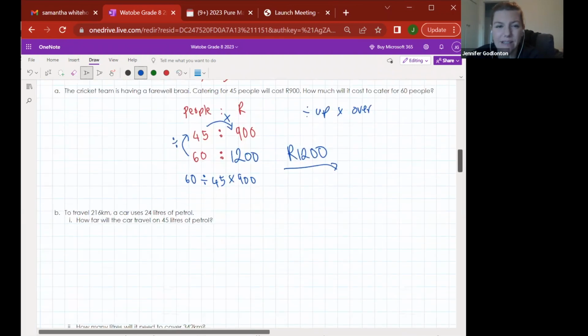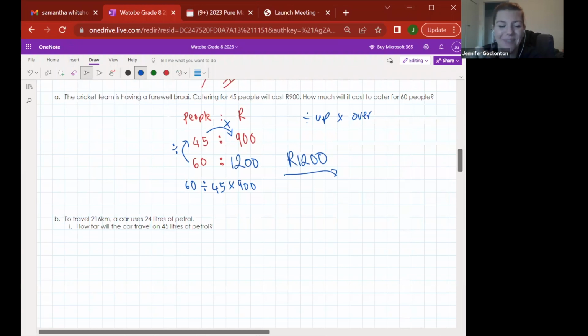I'm going to leave this here to try and help you a little bit with question B. You're welcome. To travel 216 kilometers, a car uses 24 liters of petrol.